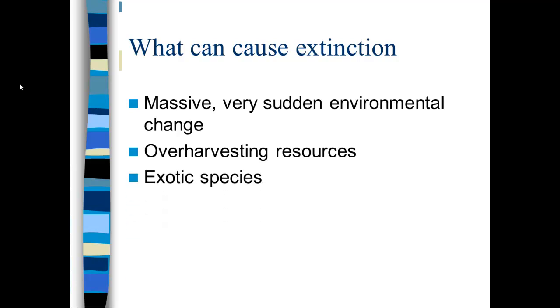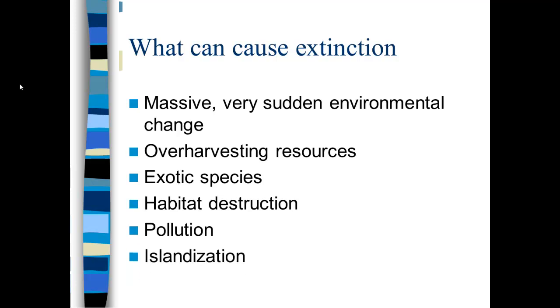Sometimes the influx of exotic species can cause extinction. The destruction of habitat, which is one of the issues that we're most concerned about with biotechnology, as biotech crops replace indigenous species, can lead to extinction. Pollution: air, soil, and water. Islandization isn't actually the formation of islands per se, but when the habitats become more and more isolated, then the species become much more local, and the genetic diversity within the species then suffers.